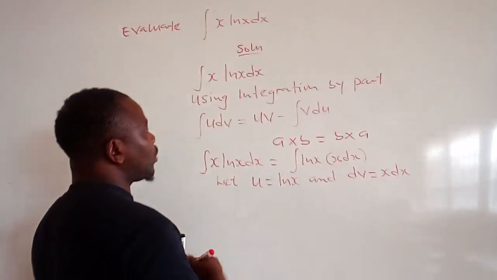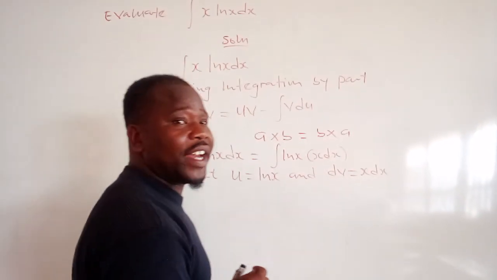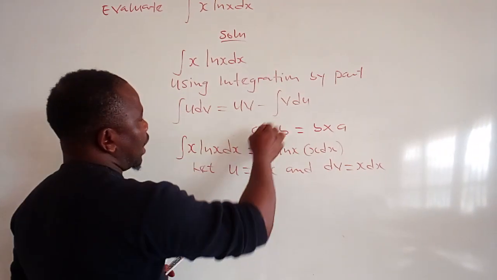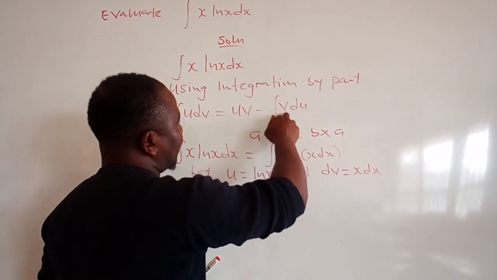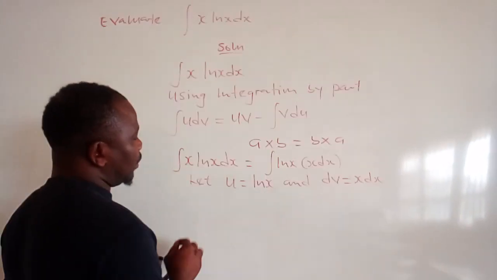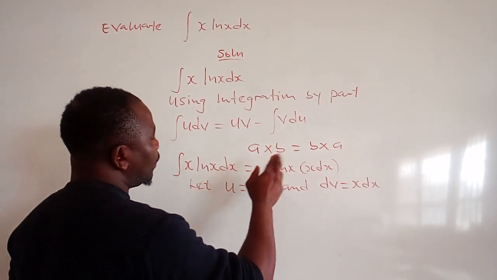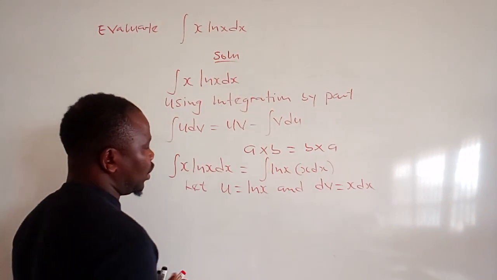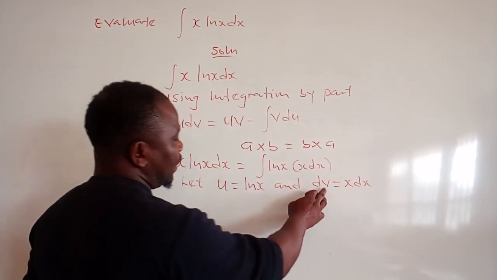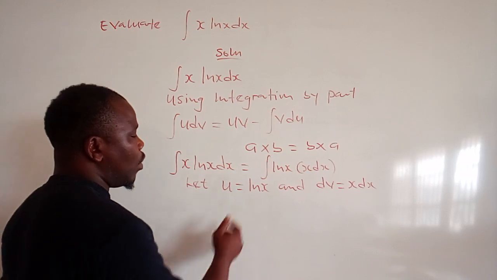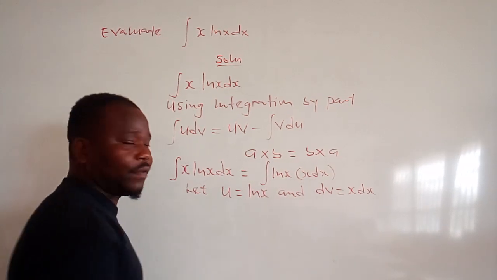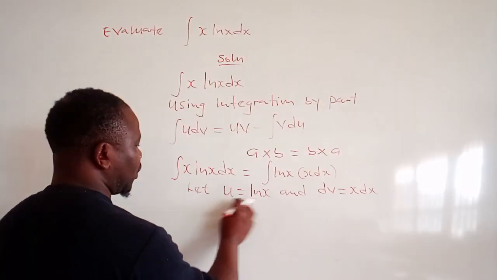Now, look at this formula. You know very well that we have our ordinary u and ordinary v. And also in the integral, we have our ordinary v and du. How are we going to obtain our du and v? It is for us to differentiate this function with respect to x and integrate this function with respect to x. We will obtain our du and also our v respectively. Is that clear? So now let us differentiate this function.